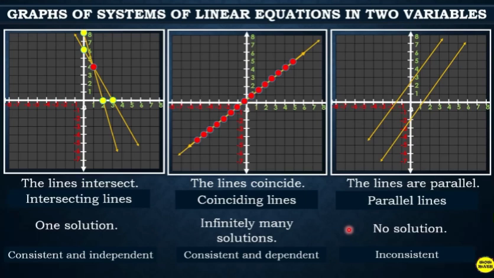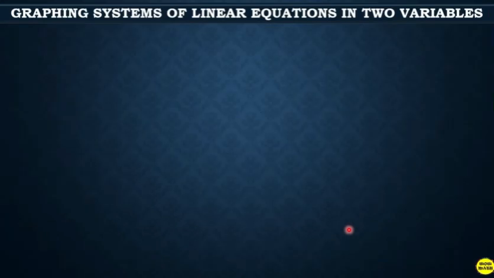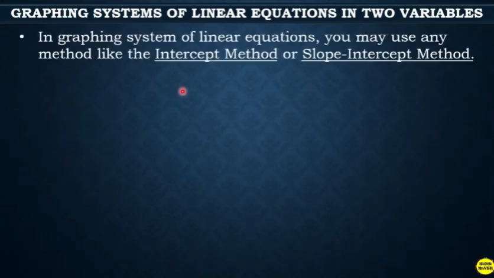So, ito po yung tatlong graphs ng ating systems of linear equations. Now, this time, ang gagawin natin dito sa tutorial na ito is how to graph. Okay, so para makapag-graph tayo, of course, we have to solve. Okay, so how are we going to solve? Now, in graphing system of linear equations, you may use any method like the intercept method or the slope-intercept method. Okay? So, itong dalawa po pwede nyo pong gamitin. So, alin dito ang gagamitin natin?